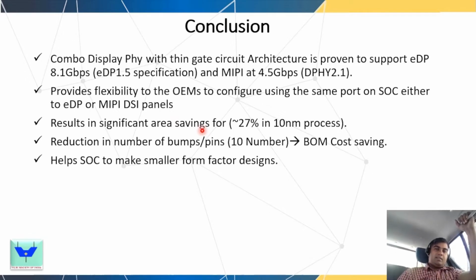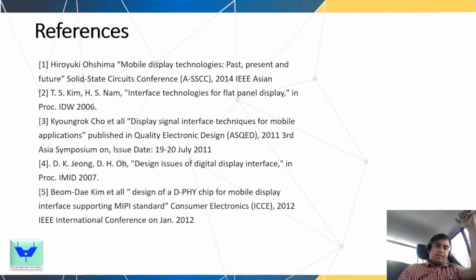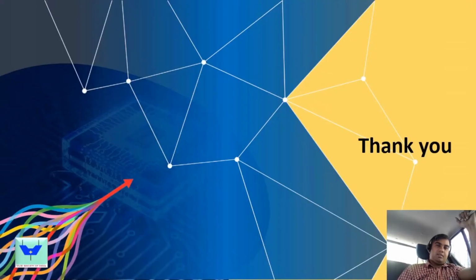This is saving a good amount of IP area, almost 27% in the case of the 10 nanometer process, and the overall pin cost saving is around 10. And then it also helps the SOC to make small form factor designs. With that, let me go over the references. I think these are the references, and thank you.